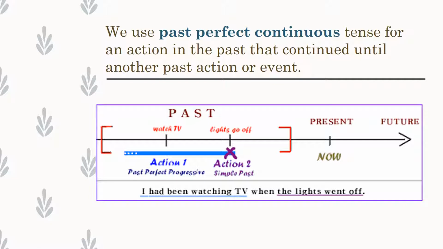For example, please look at the picture. You start watching TV and then you continue watching TV until the lights go off. Again, lights going off happens in the past. So, we have two actions, but the first action is not finished this time. It should continue until the second action starts. So we can say, I had been watching TV when the lights went off.